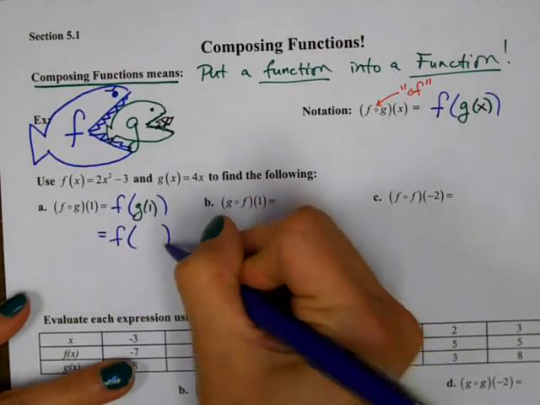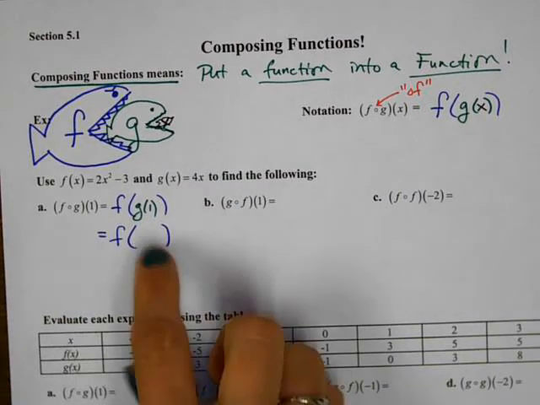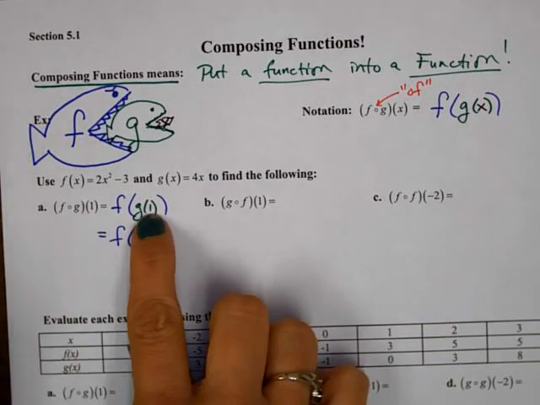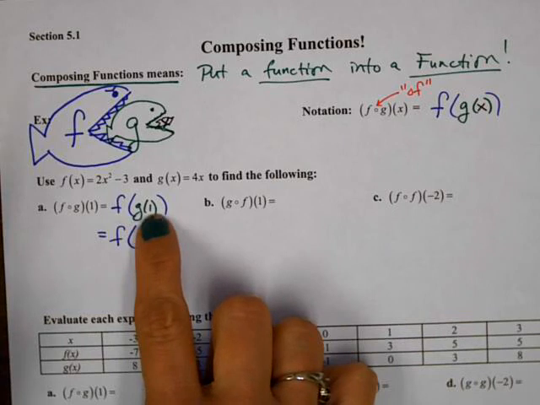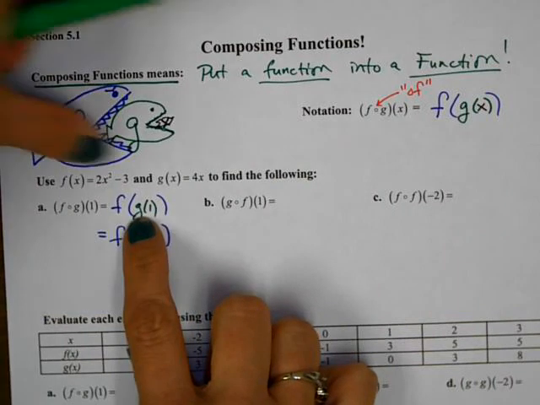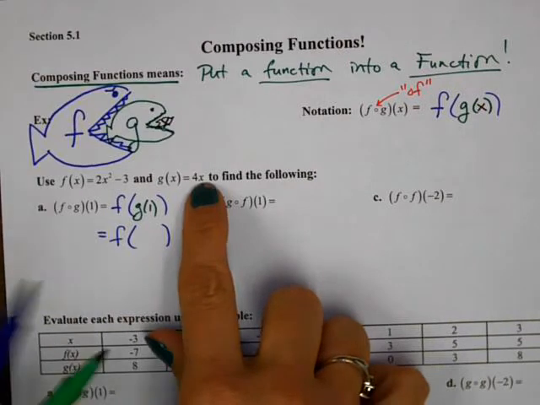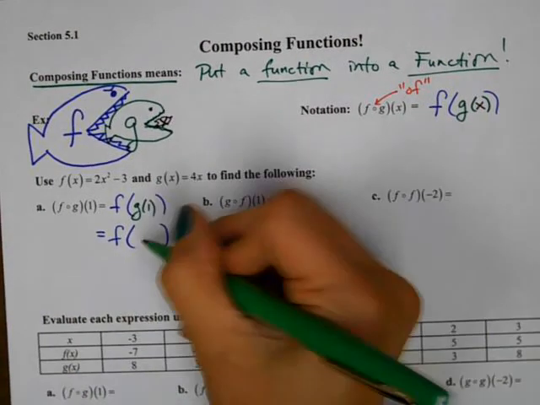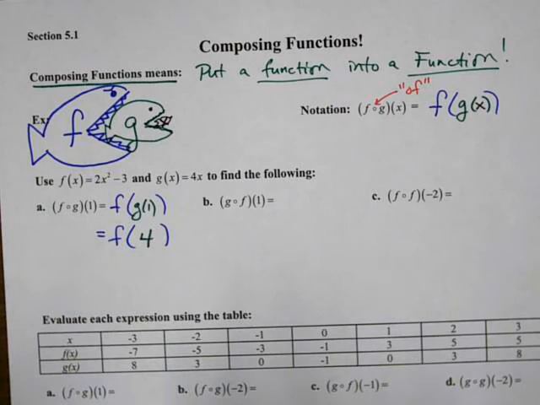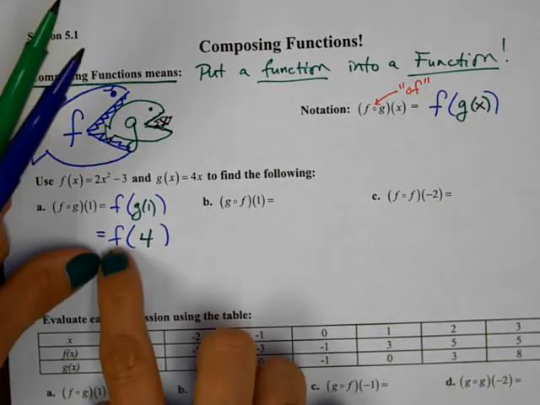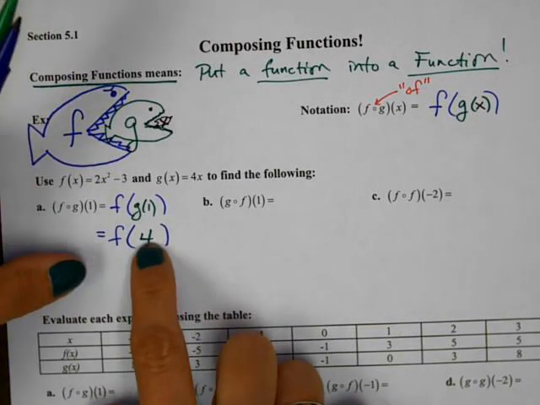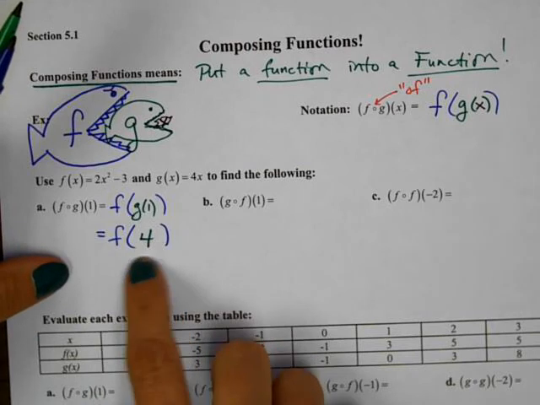F of. All right, I'm going to work inside out. So the 1 is going to get things started. It's going to go into G. So let's take G. Can you guys plug 1 in and tell me what the answer is? Good. Okay, it's a 4. Now, we're not done. Okay, see how it says F of 4? Now this answer has to go into F.